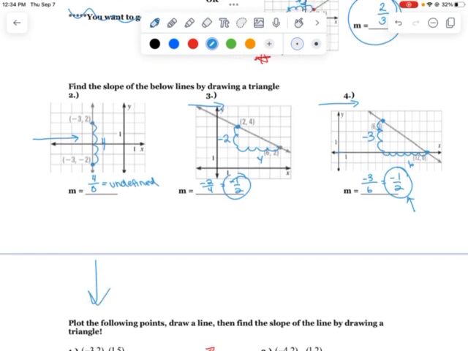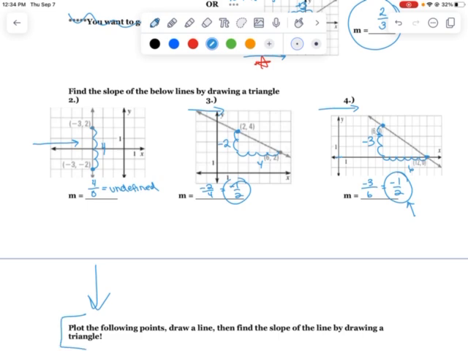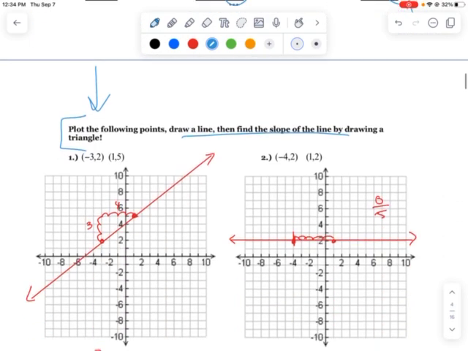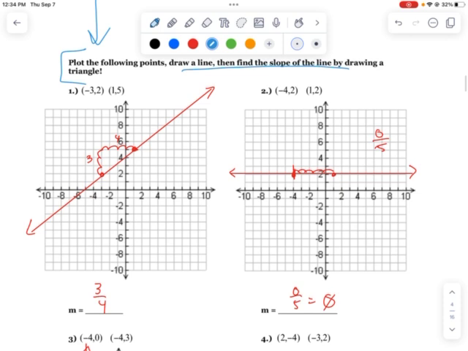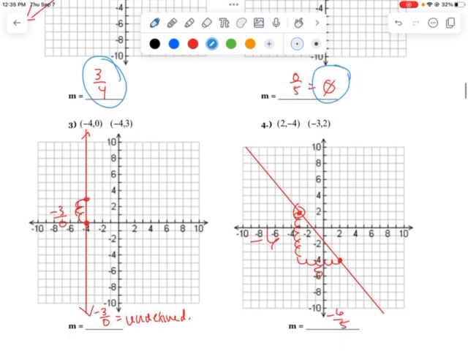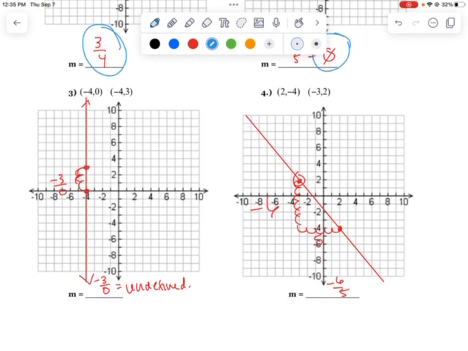Now, this page down here, what I want you to do is plot the following points, draw a line, then find the slope of the line by drawing a triangle. Go ahead, hit pause, and then come back and check your work with mine. All right, hopefully you have these 4 done. Your slopes for numbers 1 and 2, we have 3/4 and 0. And your slopes for numbers 3 and 4, we have undefined. You must write the word undefined in -6/5.